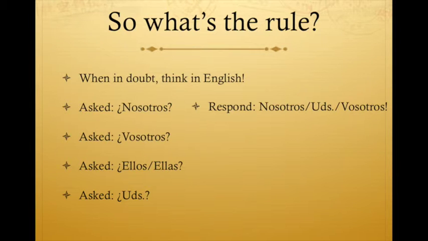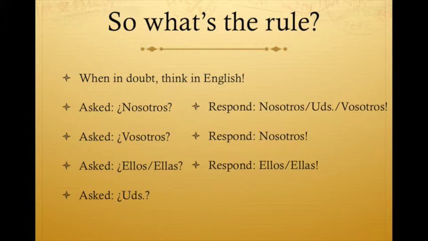If I ask, what are you all doing in Spain, using the vosotros form, if I say, what are you all doing in class, you would respond, nosotros, we are studying Spanish. If I ask, what are they doing, as in ellos or ellas, you respond with ellos or ellas again, they are studying Spanish. And if I ask, what are you all doing, with the ustedes form, just like the vosotros form, you respond with the nosotros form. What are you all eating? We are eating grapes.